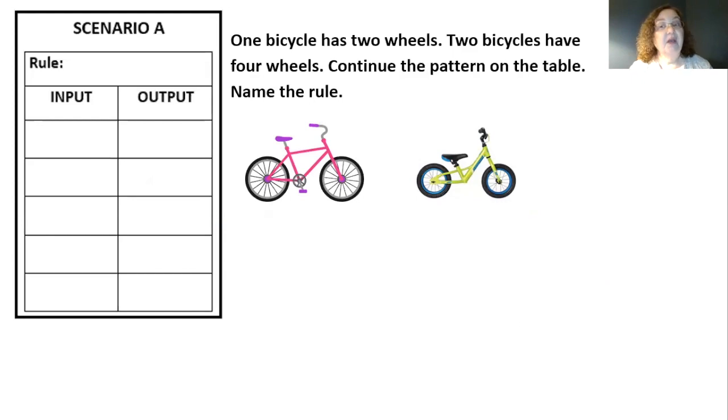Well, you remember that a rule is something that we are following, right? And so, like, I have a rule that I might have to go to bed by 9 o'clock. Or there's a rule now that we have to wash our hands all day long after we touch something. So let's put this into our input-output machine. So 1 bike has how many wheels? 2. Wonderful. 2 bikes have how many wheels? 4. Okay.